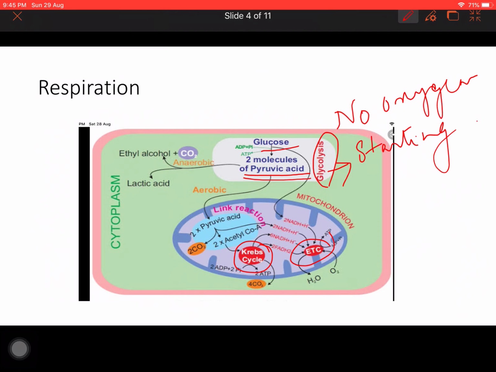What is the ultimate fate of glucose molecules? It depends upon the availability of oxygen and the breakdown of glucose molecule with the build-up of ATP. We can see here that these 2 molecules of pyruvic acid enter the mitochondria. When they enter the mitochondria, aerobic respiration happens there. So then what happens there?